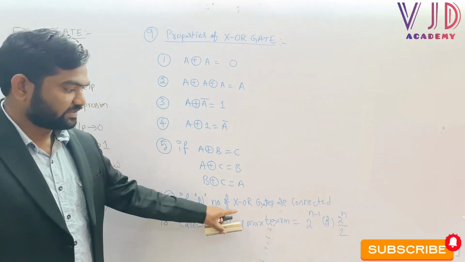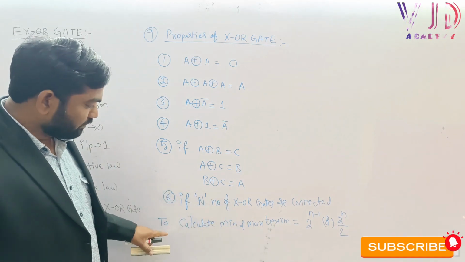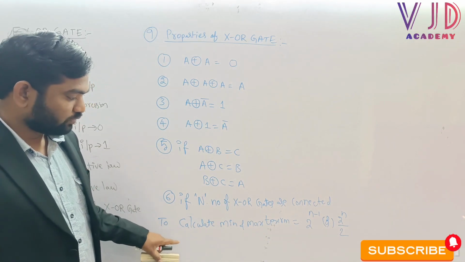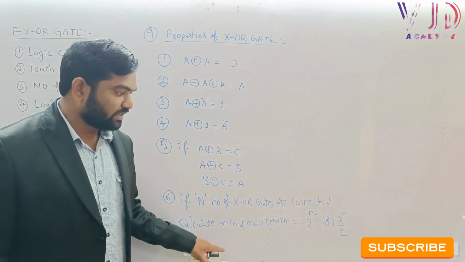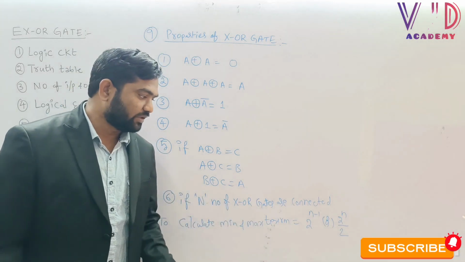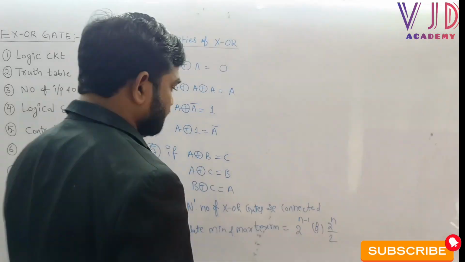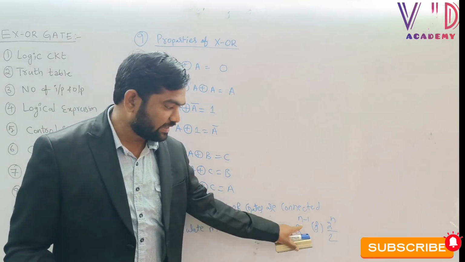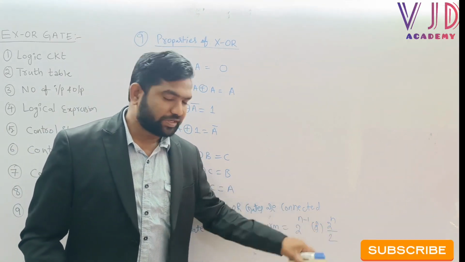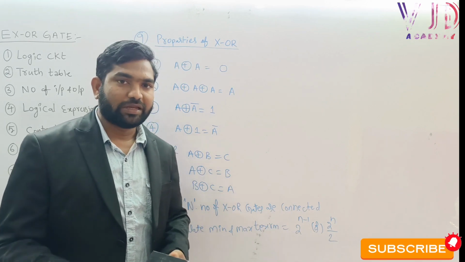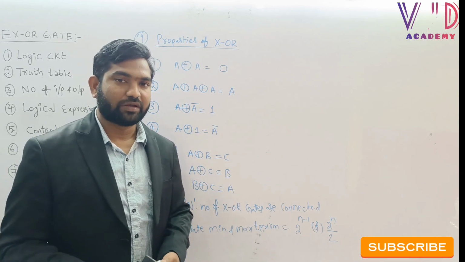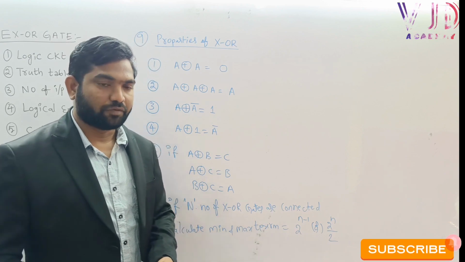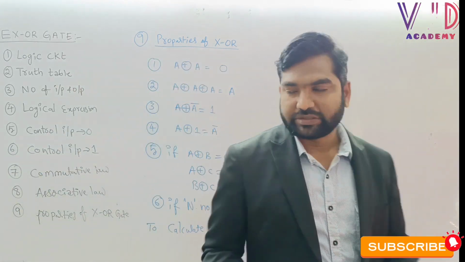If n number of XOR gates are connected, then to calculate the number of min terms and max terms of those connected XOR gates, we have the equation 2 power n minus 1, or 2 power n by 2. Based upon this equation, let us try to understand what n is here, and how to calculate min terms and max terms when 2 power n is equal to 1 or 2 or 3 or 4.